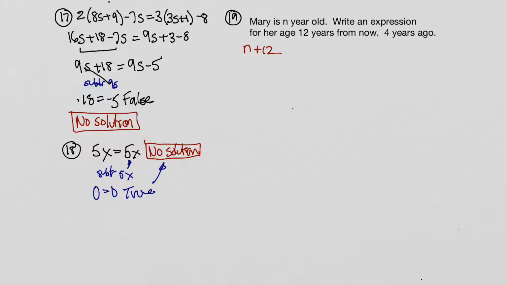Now, what about 4 years ago? Well, 4 years ago, how old was she? What if she was 10? If Mary was 10 now, how old would she be 4 years ago? How are you getting it? You're taking 10 minus 4. If she was 20, you would take 20 minus the 4. But we don't know how old she is. She's n, so we're going to say, well, whatever age she is, n, we'll subtract 4. So there's the answer to the first question, the answer to the second one.